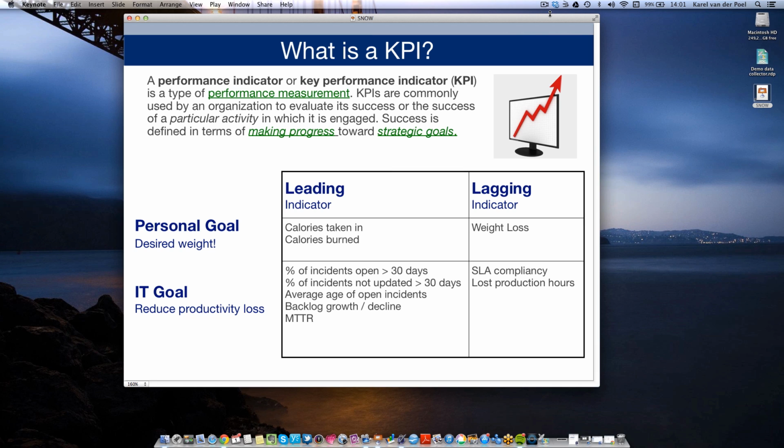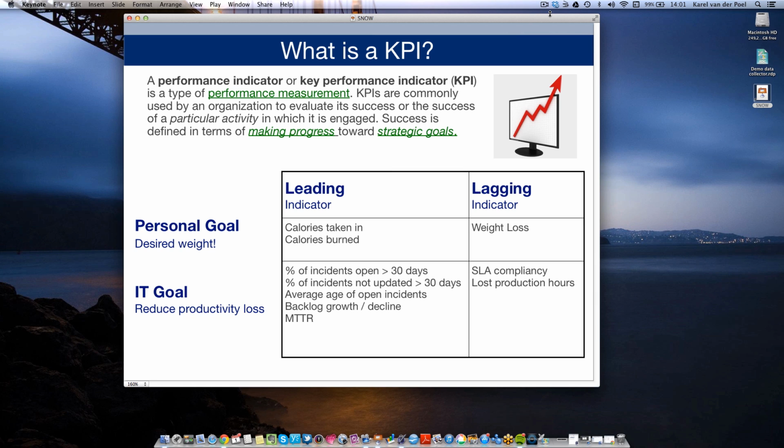Now, leading indicators tell you something about what's going to happen in the future. They are leading indicators for performance. For weight loss, obviously, this is calories taken in as well as calories burned. If you take less calories in than you burn, so you burn more than you take in, you probably are going to lose weight. These are the leading indicators, and if you measure those on a daily basis, you will have a good prediction of what's going to happen in the future.